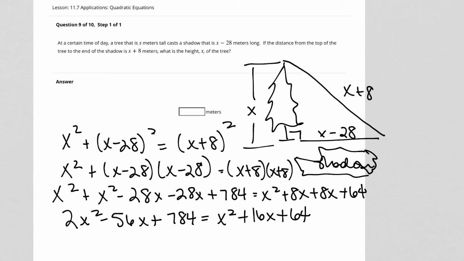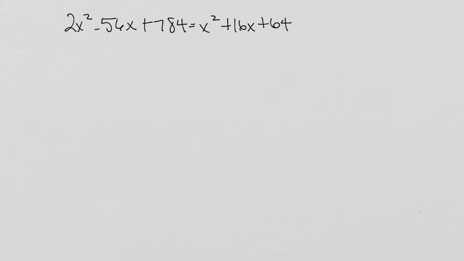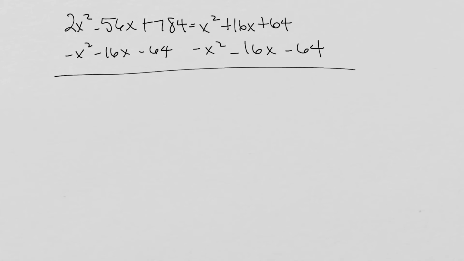And transfer that to a clean board. So I've transferred that over. We have 2X squared minus 56X plus 784 equal X squared plus 16X plus 64. Now I'm going to subtract X squared, 16X, and 64 from both sides. And that's going to give me X squared minus 72X plus 720 equals 0.